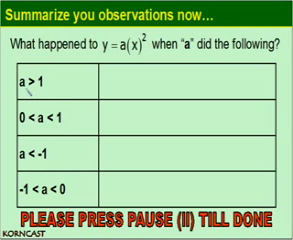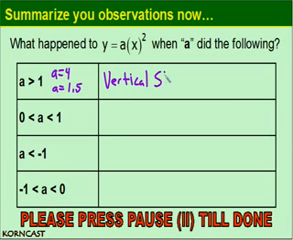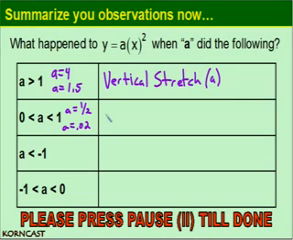Well, what happened to our graph when our A value was greater than 1? For example, what if our A was 4? Or if our A was, let's say, 1.5? What happened to our graph? Well, this is our vertical stretch. What happened to our graph when our A was bigger than 0 but less than 1? Let's say a value like 1/2, or an A value of 0.02. Well, this one was a vertical compression.